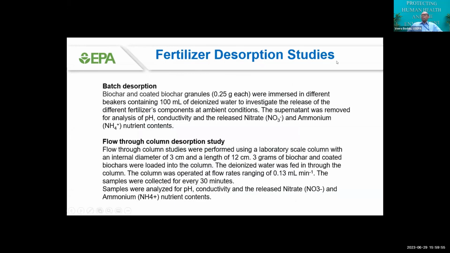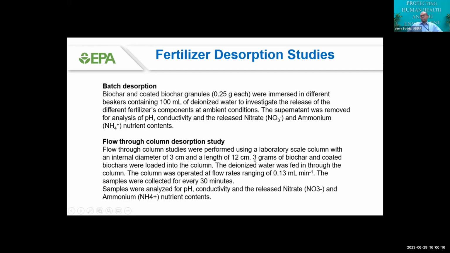But for fertilizer desorption studies, batch desorption, we just take 0.25 grams in 100 ml of deionized water and do time-dependent, isothermal studies, and we analyze the conductivity, pH, and also nitrate and ammonia nutrient studies.